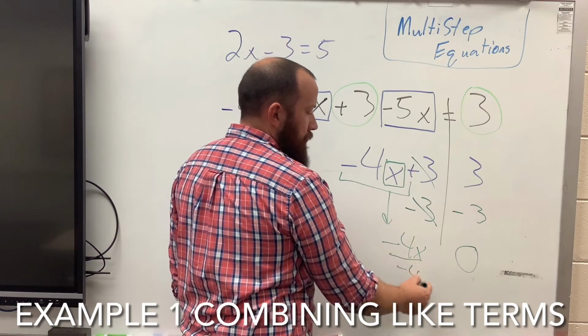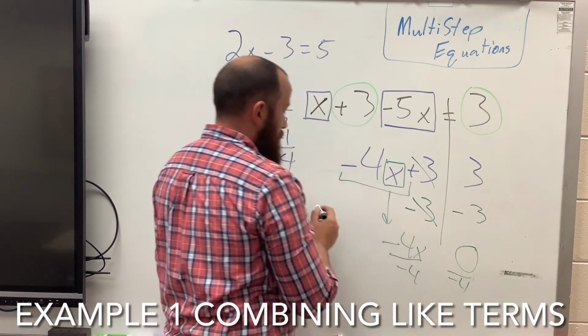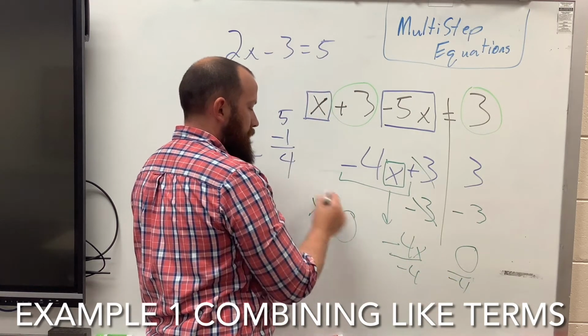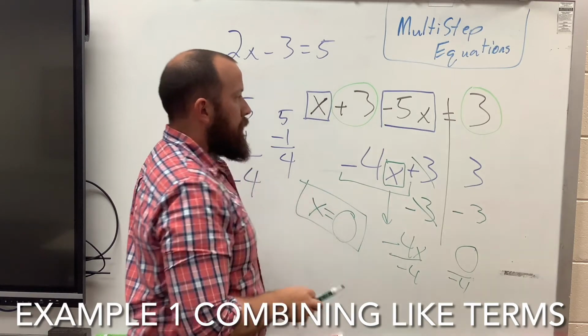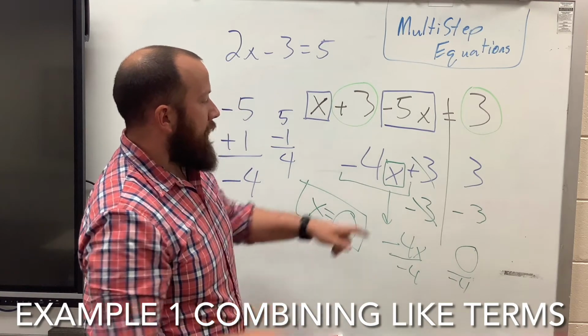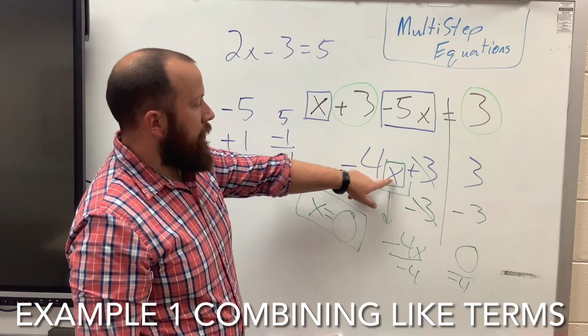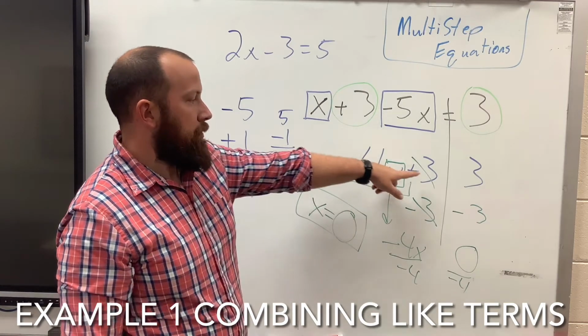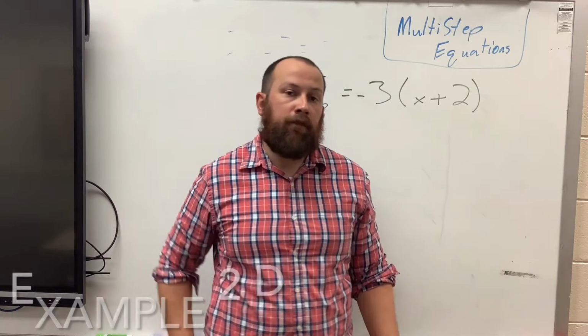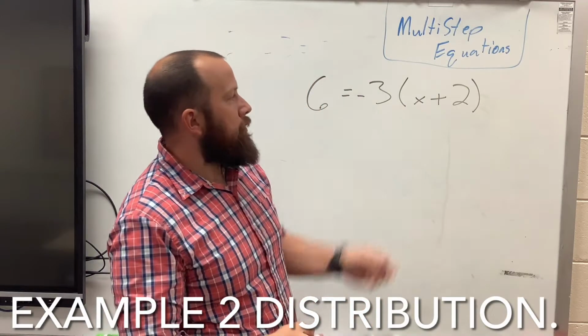Divide by negative 4. Divide by negative 4. X equals 0. If you want to check it, I go back right here. Put the 0 in. Negative 4 times 0 gives you 0. So 3 equals 3. All right, now for a problem that requires distribution.